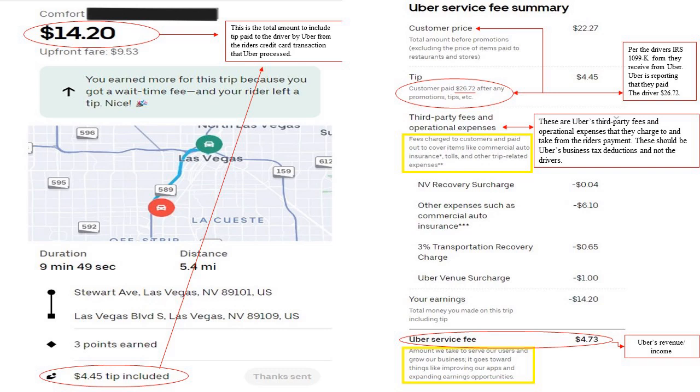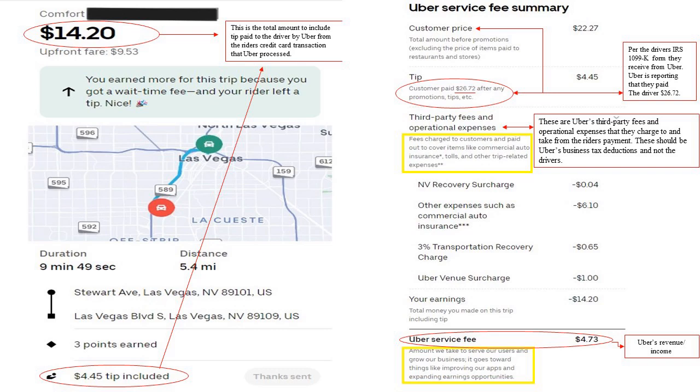That's right. Per the driver's IRS 1099-K form they received from Uber, Uber is reporting that the driver received $26.72 for this ride, and not the $14.20 that Uber paid them directly. So Uber is reporting the total charge to that rider's account as being what they paid you, the driver.